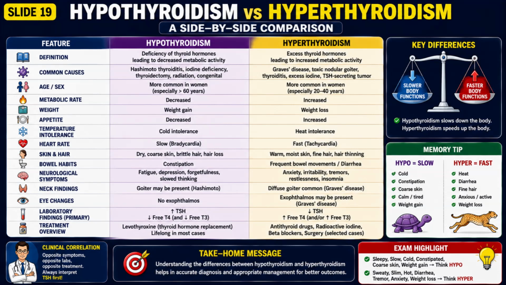Treatment approaches are also different. Hypothyroidism is treated with thyroid hormone replacement, usually levothyroxine, whereas hyperthyroidism is managed with antithyroid medications, radioactive iodine therapy, beta blockers, or surgery depending on the cause. Understanding these opposite clinical and laboratory features is essential for accurate diagnosis and management.